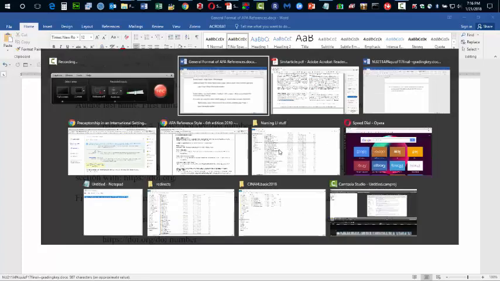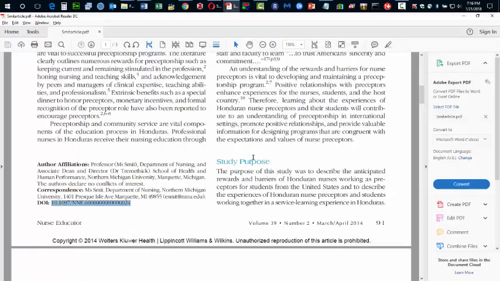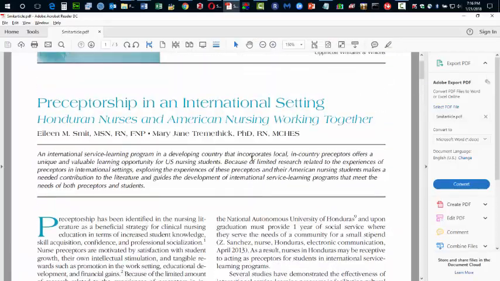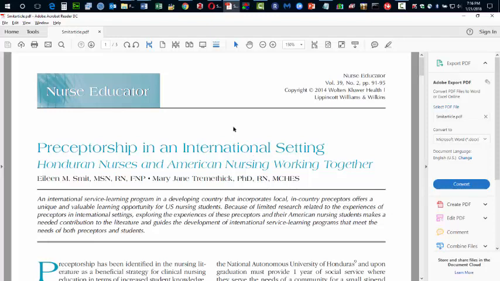I have an article that I retrieved from CINAHL, and it was written by Dr. Eileen Smith, retired nursing professor here at Northern Michigan University. We have the title of the article, we have the authors, and please make sure to note that you do not provide author degrees. You do not provide any type of certification that they hold as part of the authors. You do capitalize every proper name like we talked about previously.